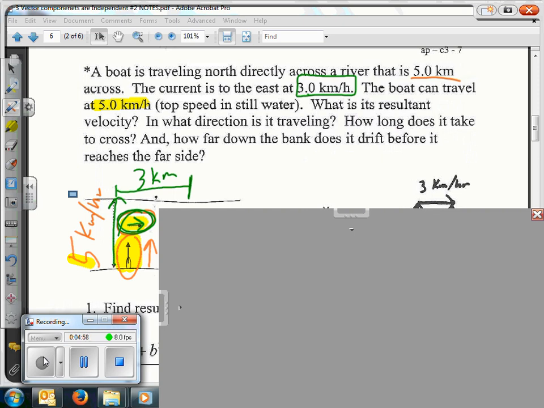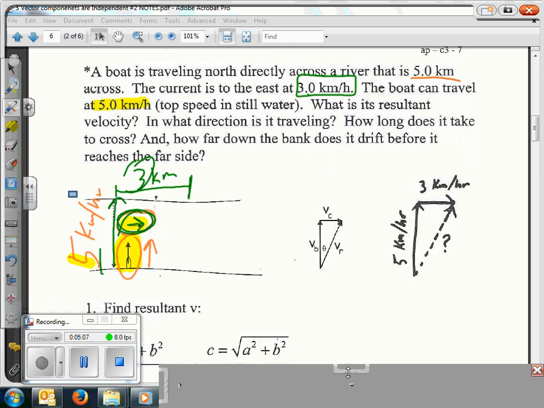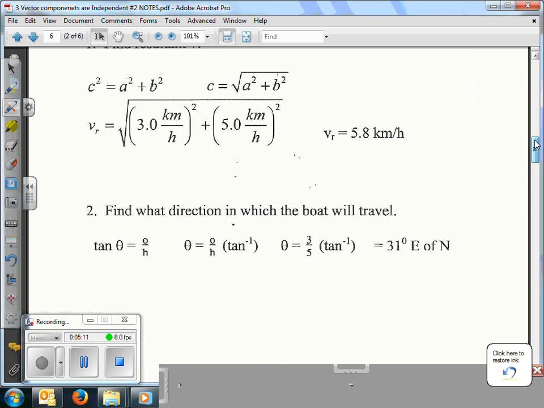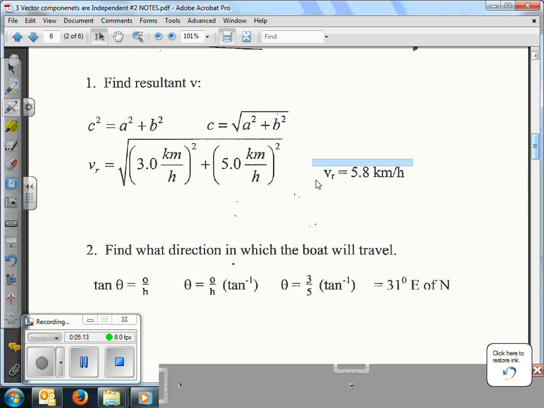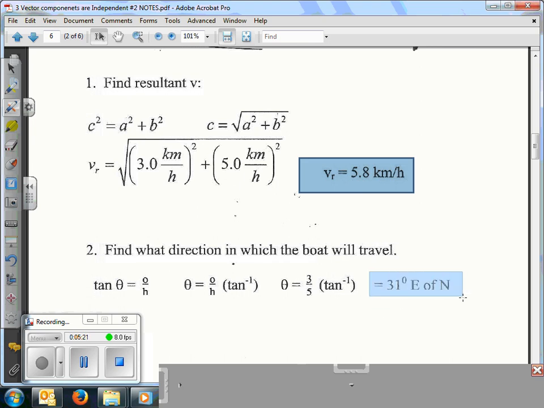And the next question is, what's the resultant velocity? a squared plus b squared equals c squared. And we've got an answer of 5.8 kilometers an hour. And the direction, if you do the inverse tangent, would be 31 degrees east of north. Is that what you guys got? Okay.